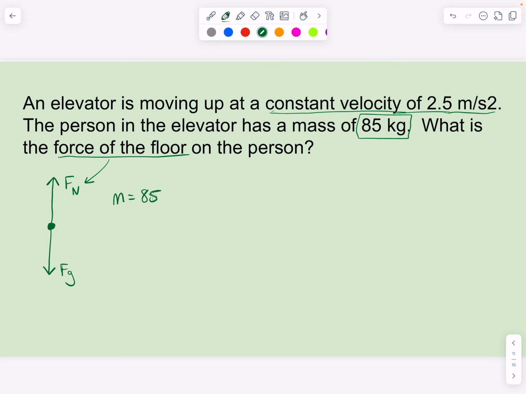But what's interesting about this problem is it says that there's a constant velocity. Because it's a constant velocity, it's not accelerating, then we actually don't have an a value. We don't have an a we can use to use our net force. It's not going to work that way. So I had to think this one through a little bit.